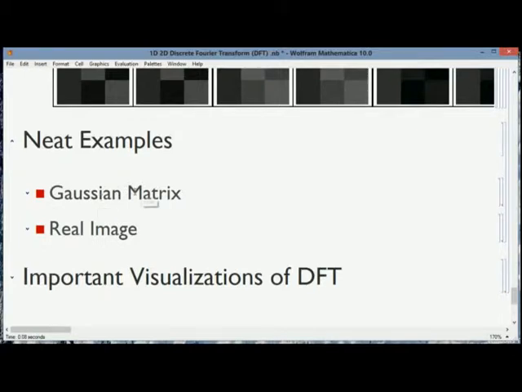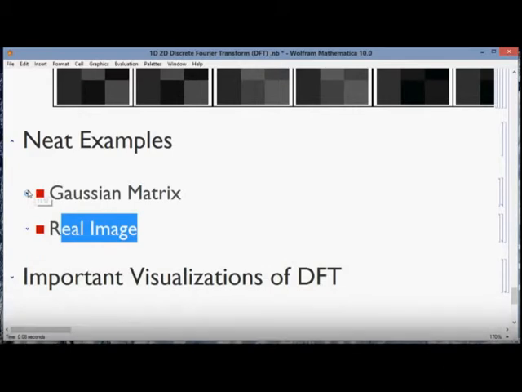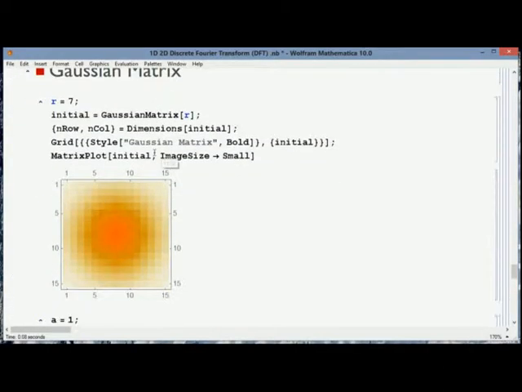One of them is a Gaussian matrix and the other one is a real image, so you can see this kind of thing everywhere. So let's start with the Gaussian matrix. The Gaussian matrix is defined in Mathematica as this.